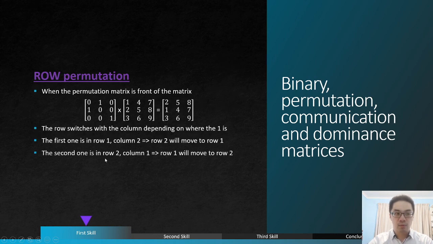The second one is in row 2, column 1, this one here. So as you can see, row 2, 258, has moved to row 1, up here. And the last one, the third one, is in row 3, column 3, which means row 3 will move to row 3, or it just stays where it is.